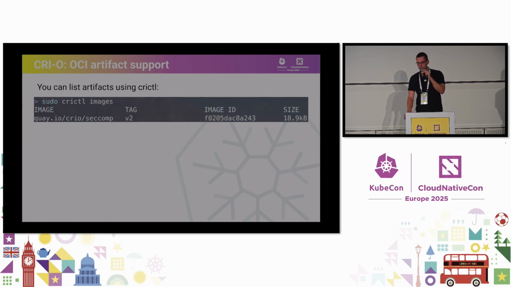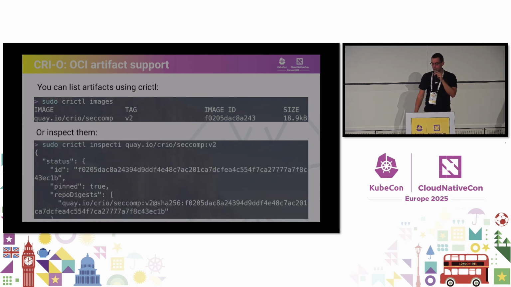Now, if you do something like crictl images, then you see that the artifacts are listed side by side to all container images you have locally available on the node. And you can also inspect them. So if you run crictl inspect image and do this on the container artifact, then you get the status, the information, every metadata which is available for this artifact.